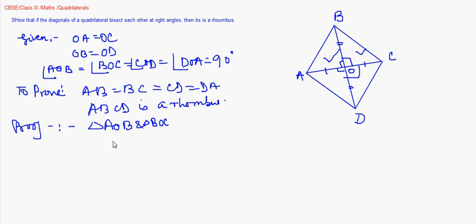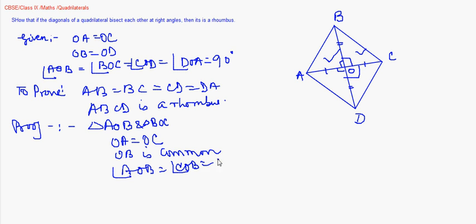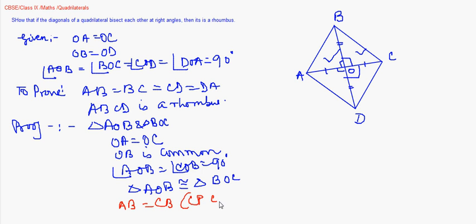In AOB and BOC, OA is equal to OC, OB is common, and angle AOB is equal to angle COB, given to be 90 degrees, thereby proving SAS criteria used to prove the congruency of these two triangles. Once these two triangles are proved congruent, by CPCT we can say AB is equal to CB. You can write here CPCT.